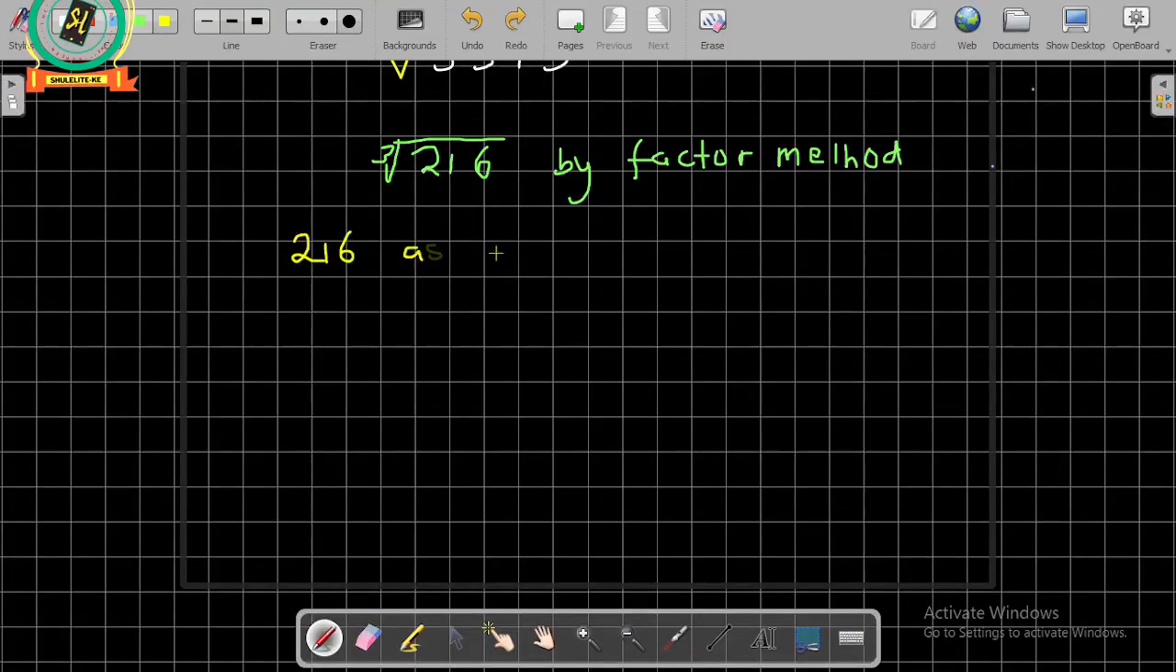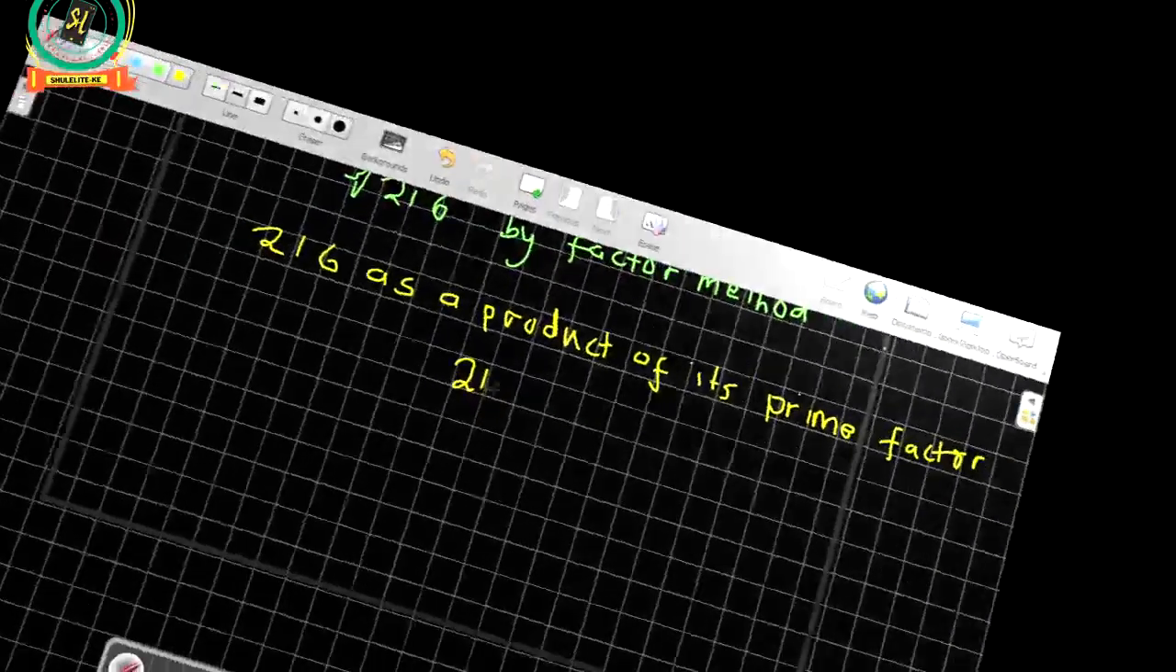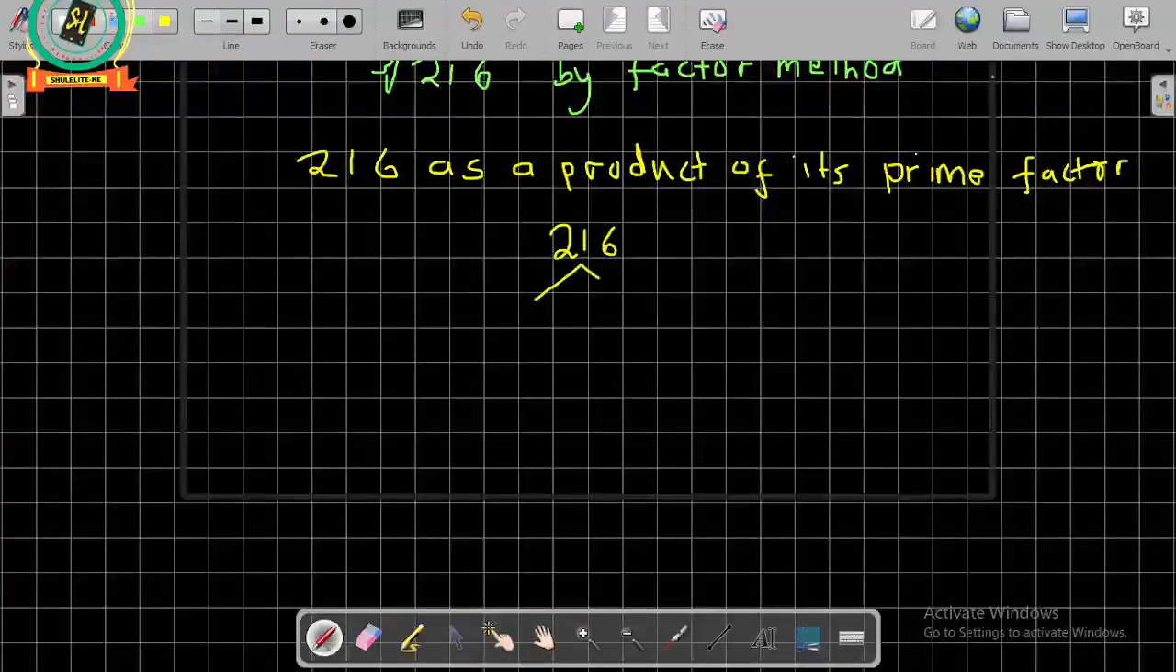To solve this, we begin by expressing 216 as a product of its prime factors. What do I mean by that? Let me show you. We are going to take 216, then we look for the prime numbers. We begin by maybe the smallest one. So let me use 2 as the smallest prime number I have ever known, followed by 3, followed by 5, then the list goes on.